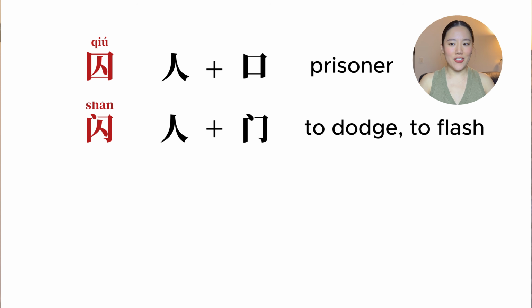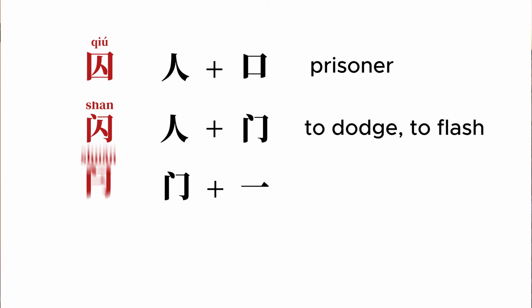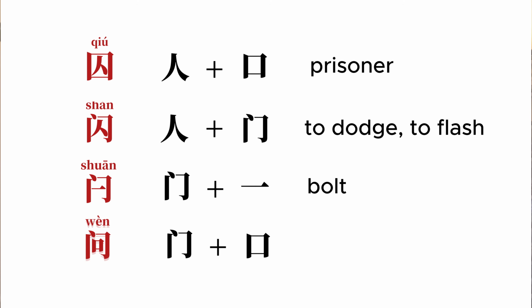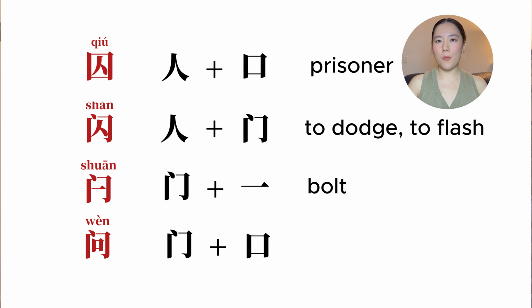What if you add a little line across the middle? You get 栓, which means the bolt on the door. That line is like the metal bar you slide across to lock the door shut. Super visual, right? Here's another one. Mouth with door. Imagine someone knocking at your door and calling out, "Hello, anyone there?" That's 问, which means to ask.